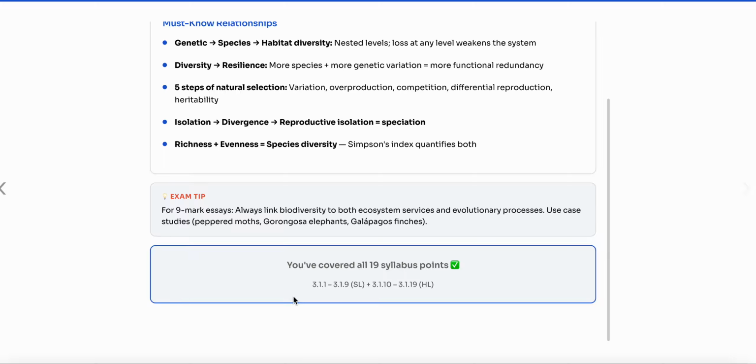studies. These are very common case studies, like the Galapagos finches and the peppered moth we have discussed. So you can use a case study while framing your answer to get more marks.